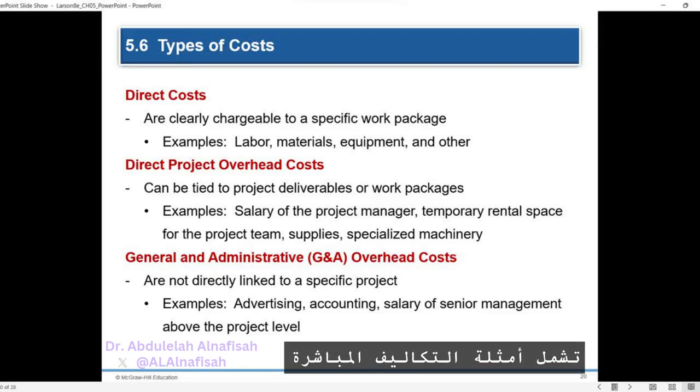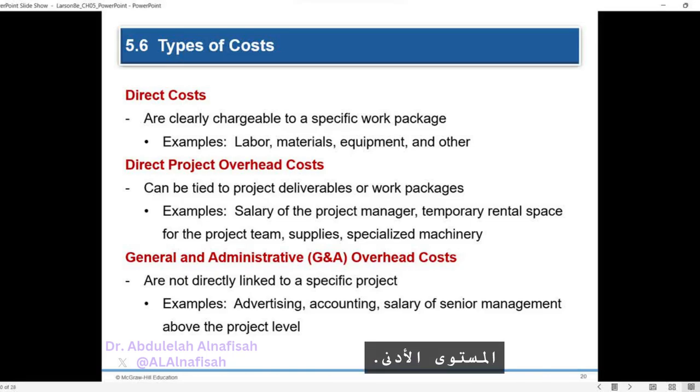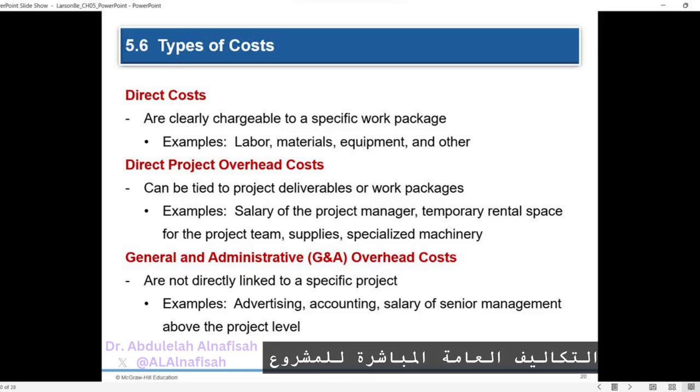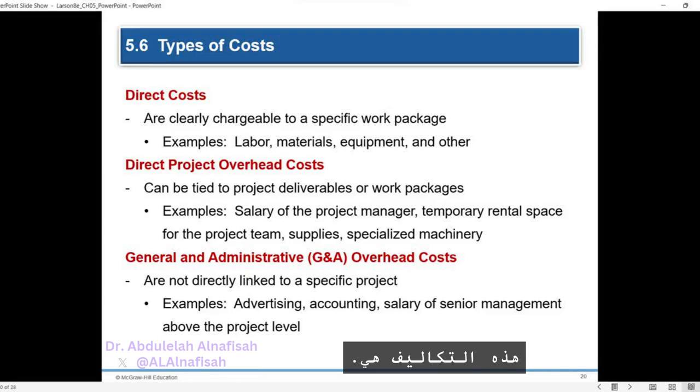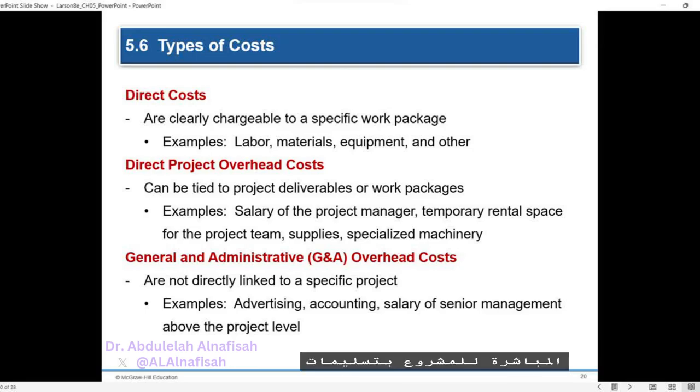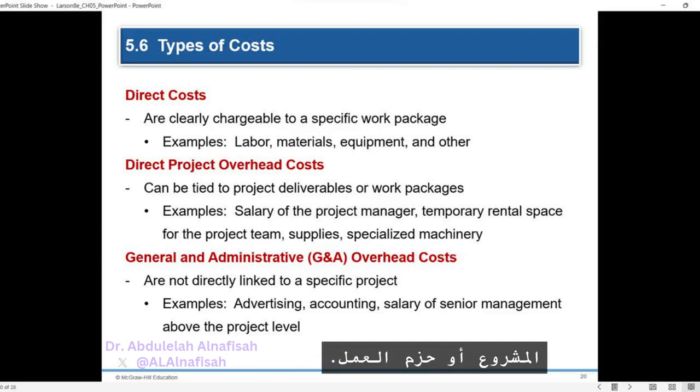Examples of direct costs include labor, materials, equipment, and other expenses directly related to the work package. Direct costs are usually separated from overhead costs and are commonly included in lower-level project roll-ups. Direct project overhead costs. These costs are associated with the resources of the organization that are being used in the project. Direct project overhead costs can be tied to project deliverables or work packages.